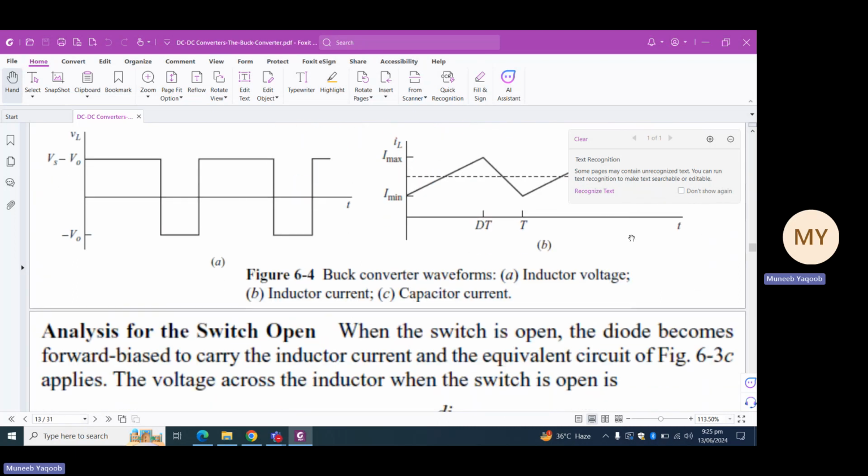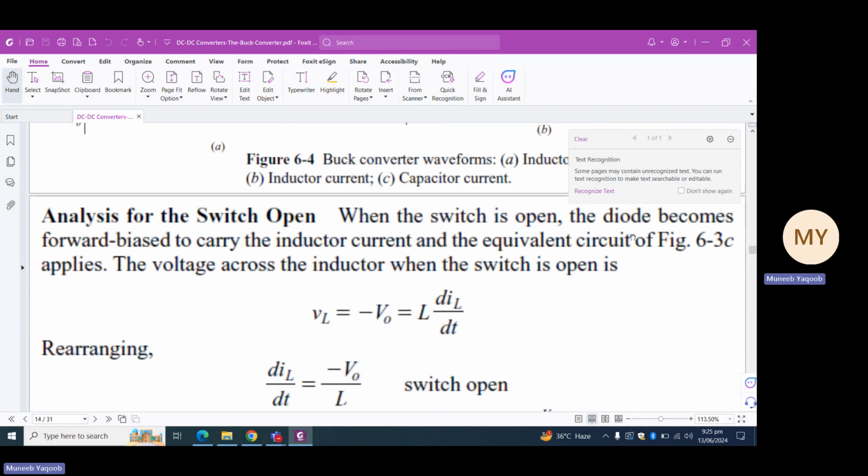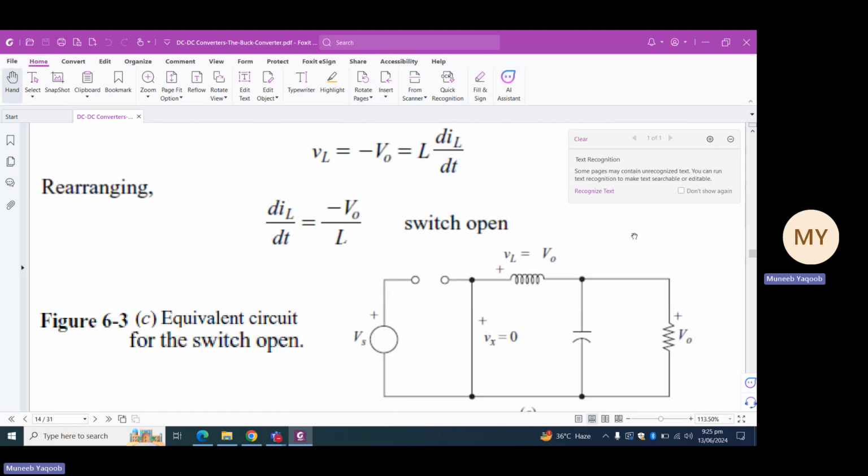Now coming to the second part of this DC-DC converter, that is the case when the switch is open. You can easily analyze this figure: when the switch is open, obviously the inductor current requires a path where it can flow. So what happens is that the diode becomes forward biased and hence the inductor current can circulate from the inductor through the resistor and then back to the inductor.